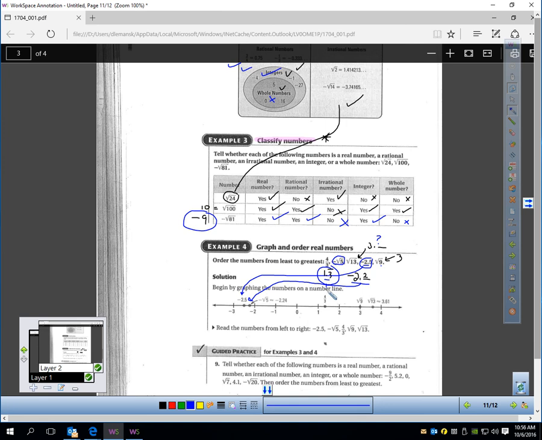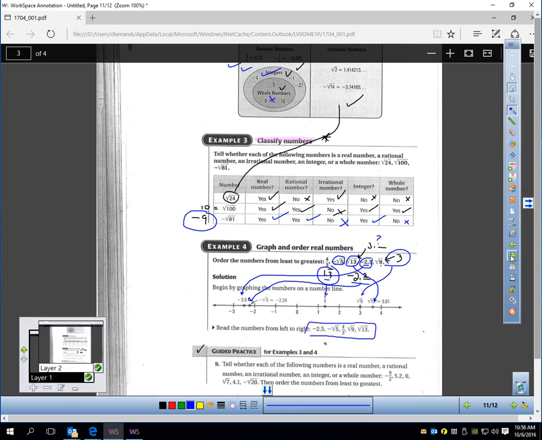1.3 repeating would be a little bit past 1. Then I got the square root of 13 and 3. Well, 3 would come next. Square root of 9 is 3. That's right here. And the square root of 13 is a little bit more than 3. That's here. And I'm making sense. Okay? I'm ordering these from least to greatest, so that's how I would write them on paper, from least to greatest.